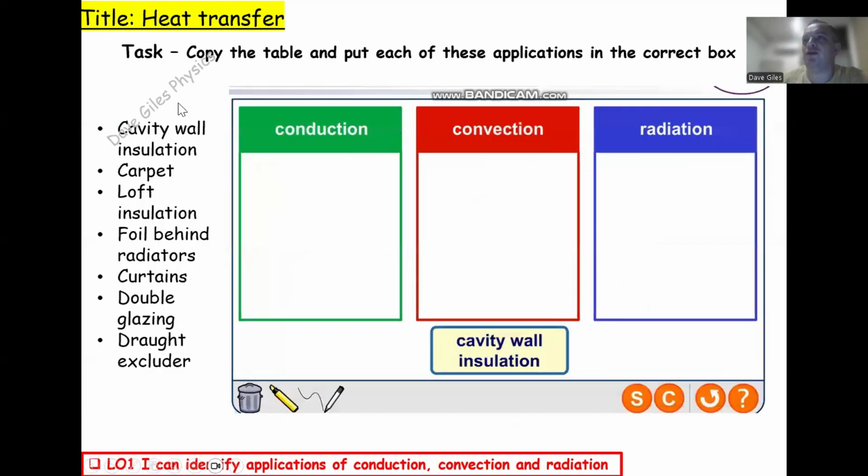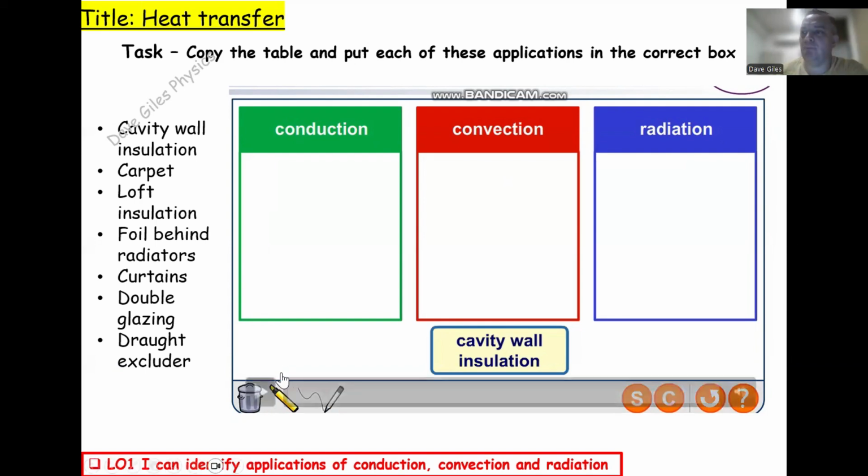Okay, so I've got some different examples here of things that are used to try and reduce heat loss. And I want you to decide whether each one is reducing heat loss via conduction, convection, or through radiation. Now, you might not know what cavity wall insulation is, so a very brief description is it's put in walls. So normally if you've got brick walls, there'll be a small gap in the middle, and that small gap is filled with cavity wall insulation.